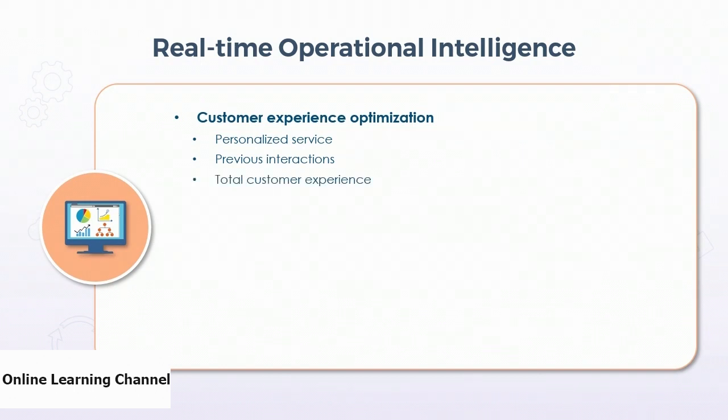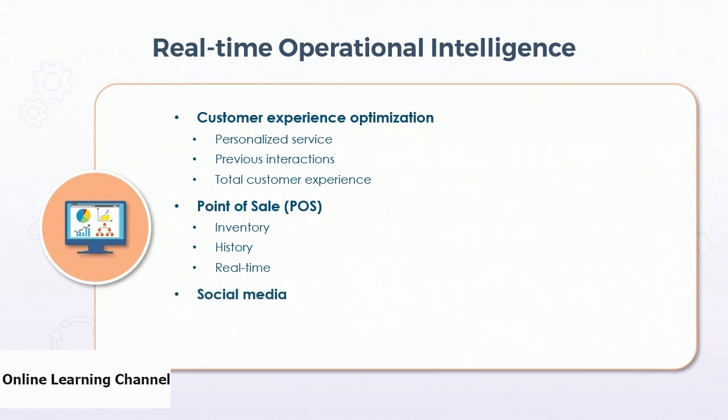OI systems are often used for point of sale. They can offer real-time inventory, the history of items in the store such as their customer satisfaction ratings, and real-time information such as how many items are available for sale. Another use for OI systems is analyzing social media. An organization could scan their various social media feeds to identify negative reviews, for instance, and quickly respond.